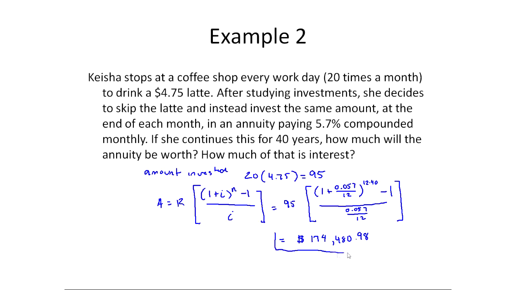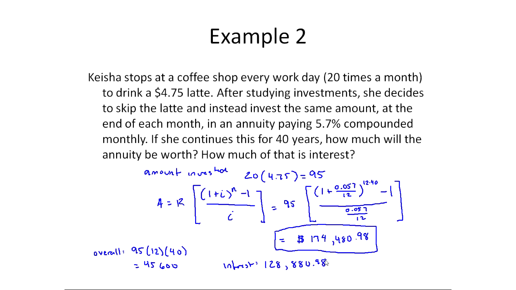So here's the future value. How much did she actually invest? So overall amount invested, she put in $95 every month for 40 years, right? This only comes out to $45,600. So this means the interest earned on that investment over time is actually this amount minus that amount. It's $128,880.98, a huge amount of interest earned over this.